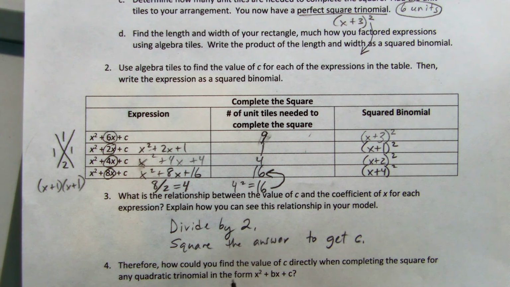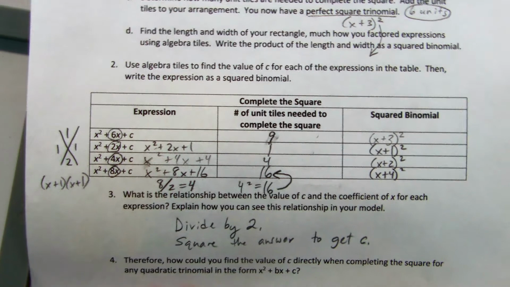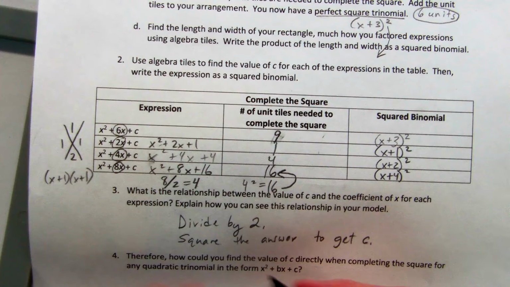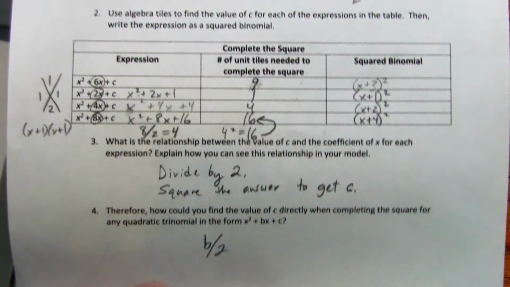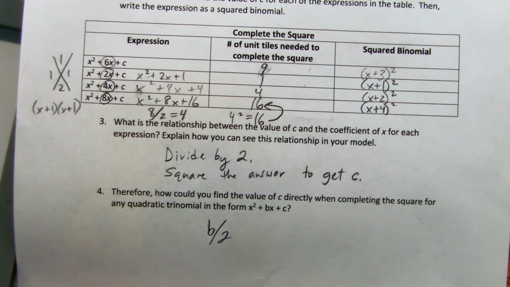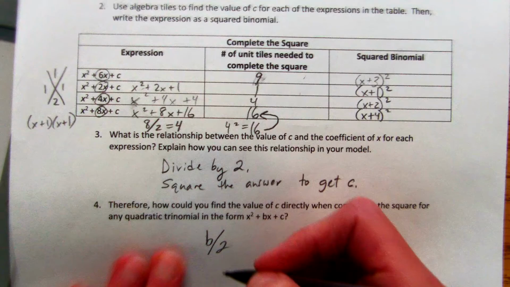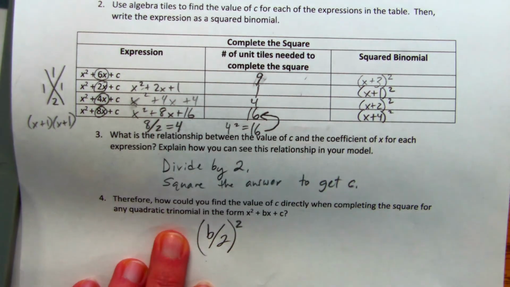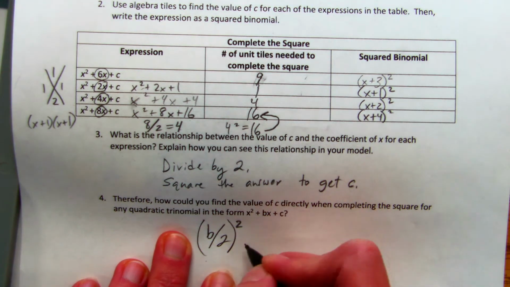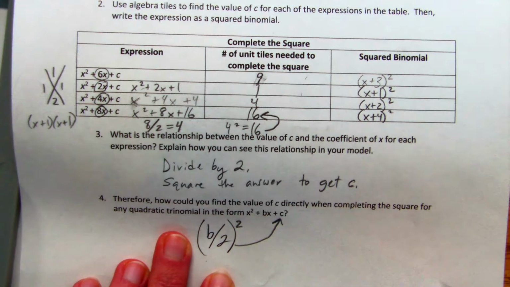So divide by 2, square the answer to get C. That's basically what we just did. And it's easy to understand why when you see the picture. So it says, therefore, how could you find the value of C directly when completing the square for any quadratic trinomial in the form x squared plus bx plus c? So we're just going to write it out. You're going to take b and divide it by 2. And then you square the answer. So I could just put this in parentheses and square it, and that's how you're going to get C every time.